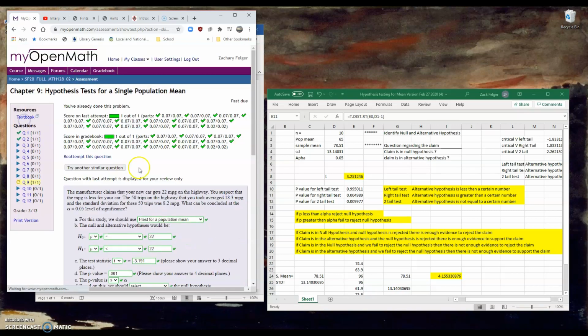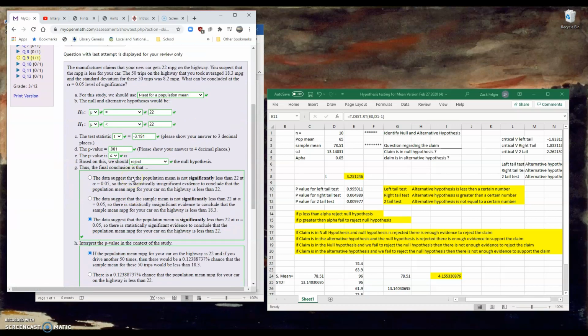Now, for the last question you sent over to me, same kind of setup. We're just entering in our data for this study. Again, we're doing population means, not population proportion, so you'll use a t-test. Well, in this question, your mean claims your new car gets 22 miles per gallon on the highway, right? But our alternative is that the mean is less. So the mean is less than 22. That's our alternative.